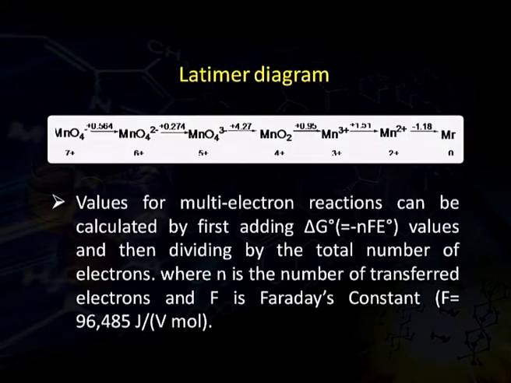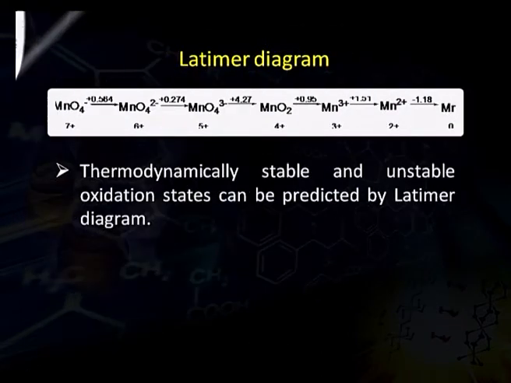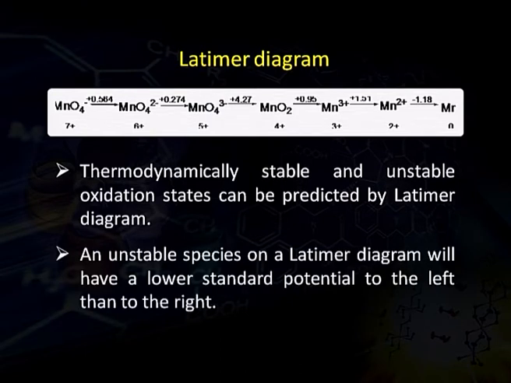Here in the equation delta G naught equal to minus NFE, the N is the number of transferred electrons and F is representing the Faraday's constant having the value 96,485 joules per volt mole. Thermodynamically stable and unstable oxidation states can also be predicted by the Latimer diagram. An unstable species on a Latimer diagram will have a lower standard potential to the left than to the right.